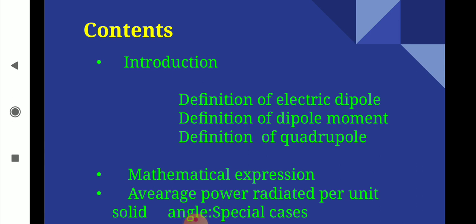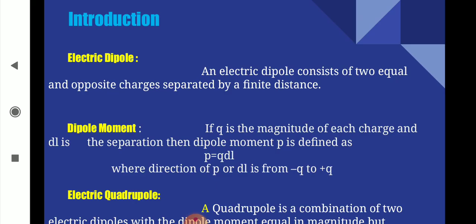First, I would like to discuss introduction, in which I will explain what is electric dipole, what is dipole moment, and what is quadrupole. After that, we will derive a mathematical expression, and in last we will calculate average power radiated per unit solid angle, in which I will discuss two cases. So let's start with the introduction.